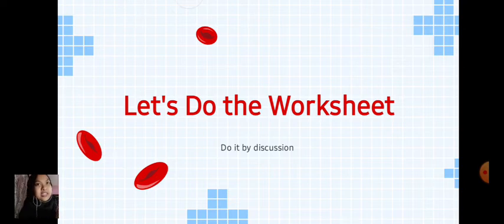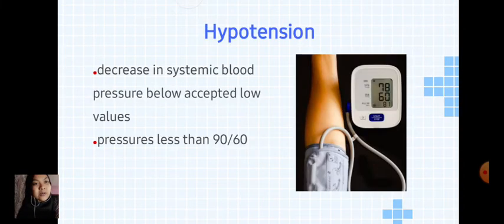Okay, thank you, Rasi. So Rasi is right. Hypotension is a decrease in systemic blood pressure below accepted low values, while there is not an accepted standard hypotensive value. A pressure of less than 90 over 60 is recognized as hypotensive.